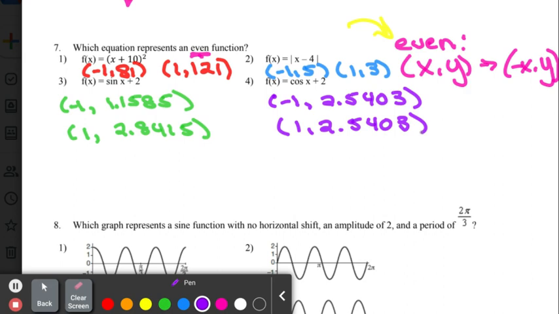So what I did was I went through each one and then I wrote down some points. So for the first one, I got the point negative 1, 81. If this was an even function, the point positive 1, 81 would also have to be on the graph, and it's not. So for option 3, I'm just working in the column, I have the point negative 1, 1.1585. To be even, I would have to have the same point except a positive 1, and I don't. The only one where this works is number 4. I have the point negative 1, 2.5, and positive 1, 2.5.